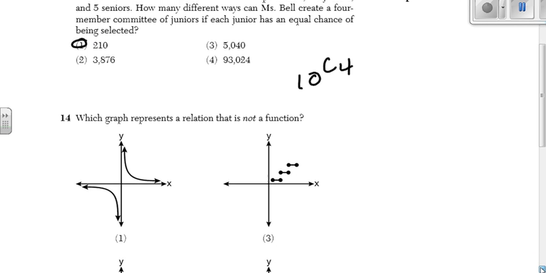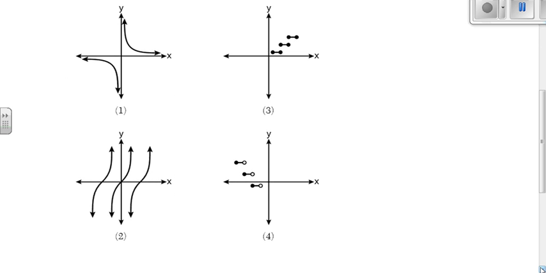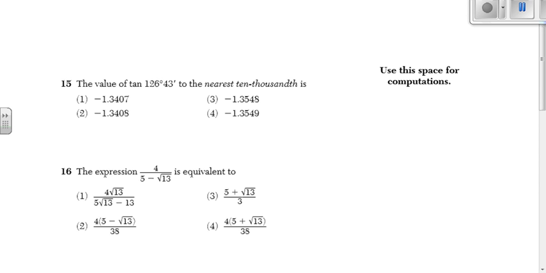Alright. Which graph relation is not a function? One fails the vertical line test. This one fails. Line, we're touching both. Fails. The value of tan 126 degrees 43 minutes, thousandths. That's the calculator. We should get choice 2.